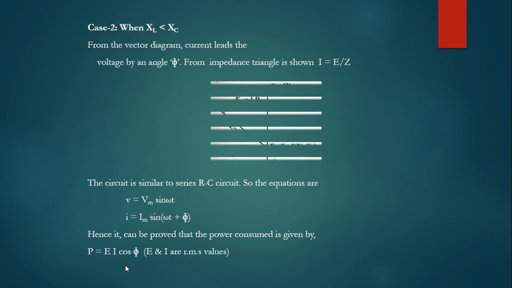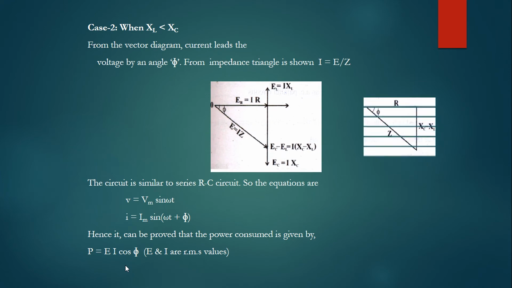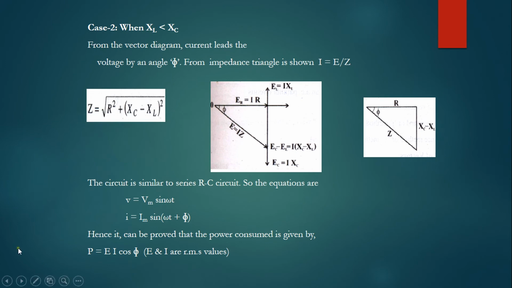So when XL is less than XC, what may happen? When XL is less than XC, that means capacitive reactance is more. When capacitive reactance is more, Z is equal to the square root of R square plus (XC minus XL) whole square. It has to, because XC is greater now. And see the change in the vector diagram.